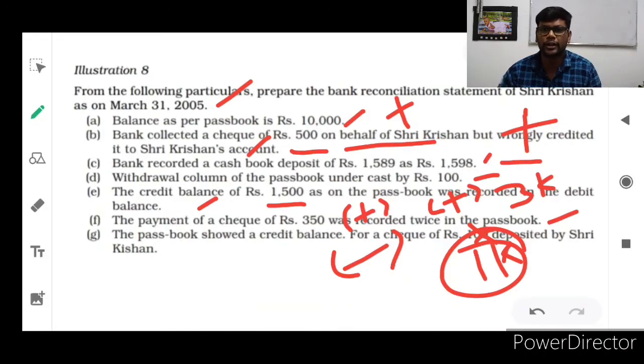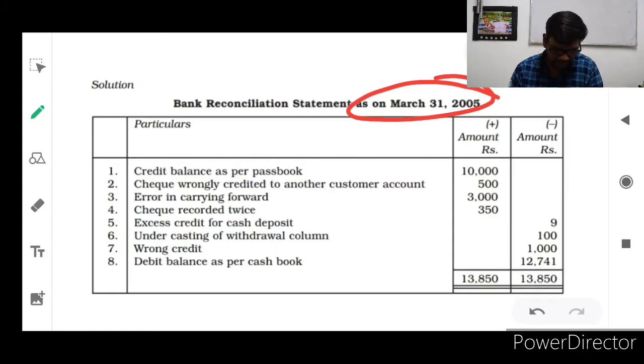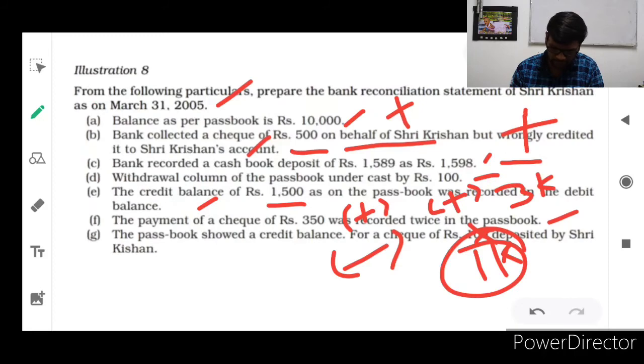Okay, now you focus. We are going to prepare the solution for this bank reconciliation statement. See, bank reconciliation statement as on 31st March 2005. If the date is given, here you can write the date, but now it is the serial number. Then particulars, plus amount, minus amount. Plus amount is called favorable amount, minus is unfavorable balances. So we are going to check with it.